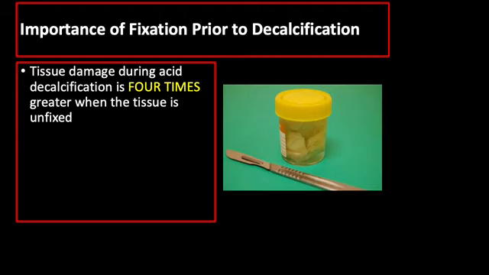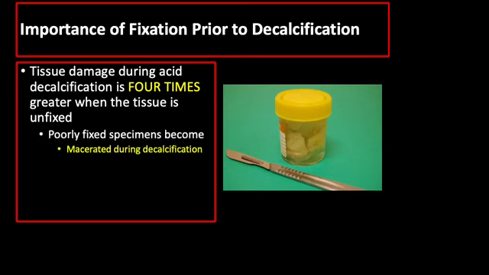So in order to protect the cellular and fibrous elements of bone from damage caused by the acids used as decalcifying agents, it is particularly important to thoroughly fix these specimens prior to decalcification. And poorly fixed specimens become macerated during decalcification, and they also stain poorly. So what are the fixatives recommended if there is a plan for decalcification?